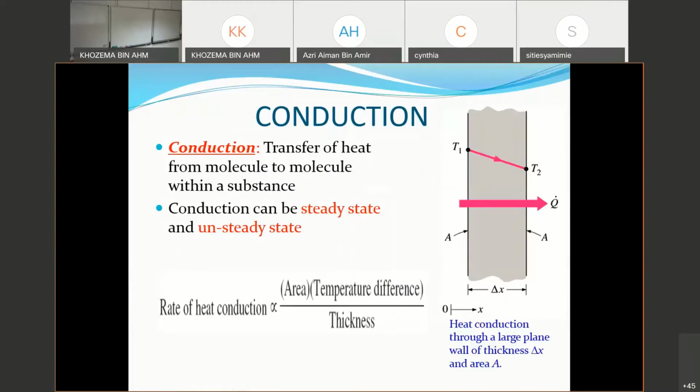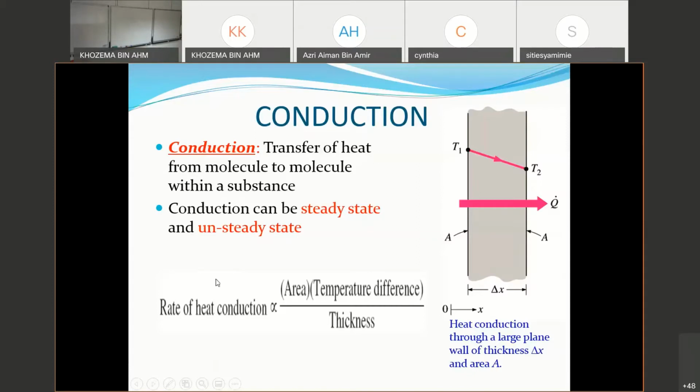Conduction is the transfer of heat from molecule to molecule within a substance. And as we said, it is predominantly very prevalent in solids. We do have conduction in gas and liquid, but it is more dominant in solids. Okay? And conduction can be steady state and unsteady state. We'll be looking at both of these, steady state and unsteady state conduction.